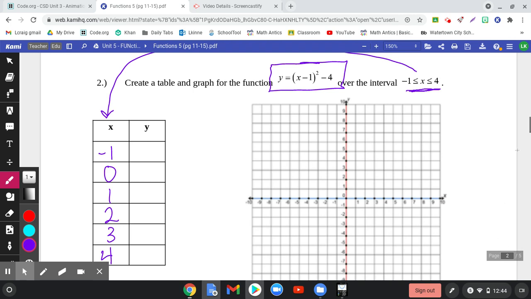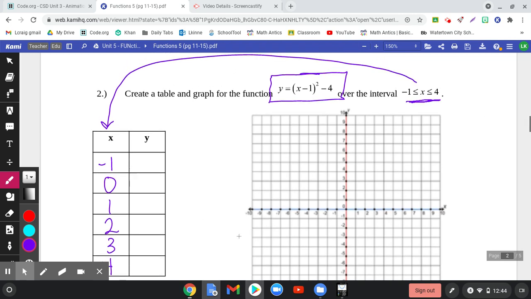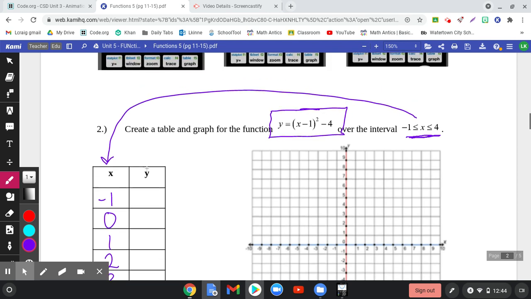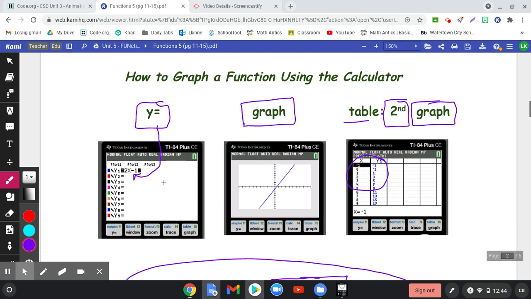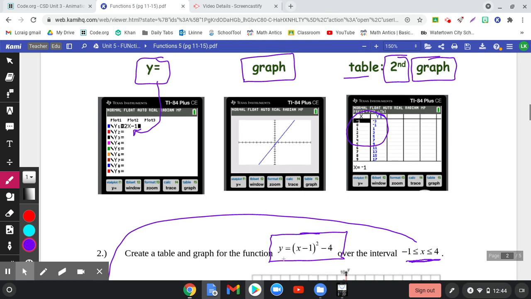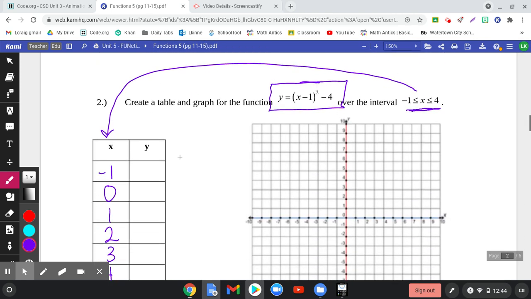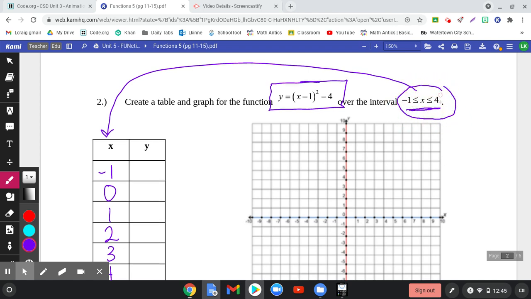Okay, and we are back. We were looking at this example number 2 on page 12 using your calculator. So I asked you to put this equation into y equals, and then we'll look at the graph and table. And for your x values, we're using this interval right here from -1 to 4.